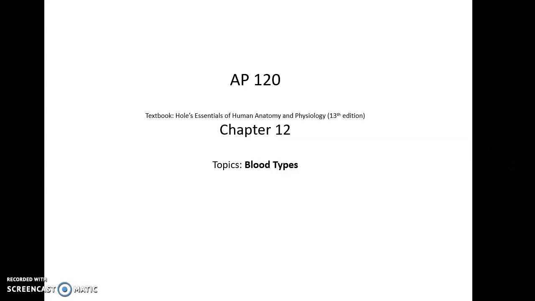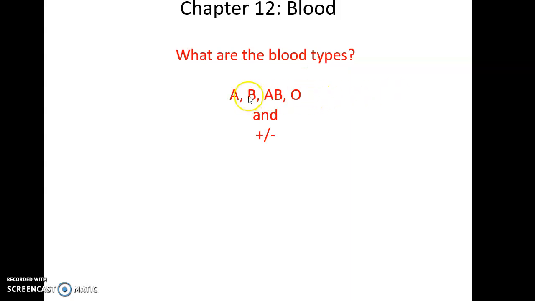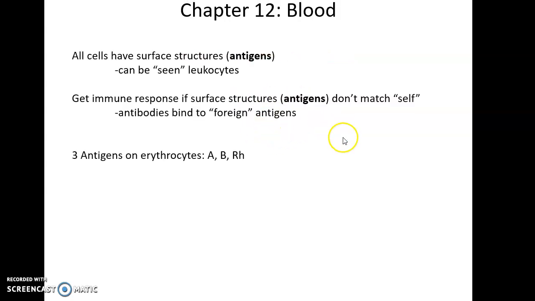AP 120, Chapter 12, Topics: Blood Types. So, what are the blood types? Well, I hope you say A, B, AB, and O, and each of these has a plus or a minus. So A plus, A minus, B plus, B minus, AB plus, AB minus, and O plus, O minus.